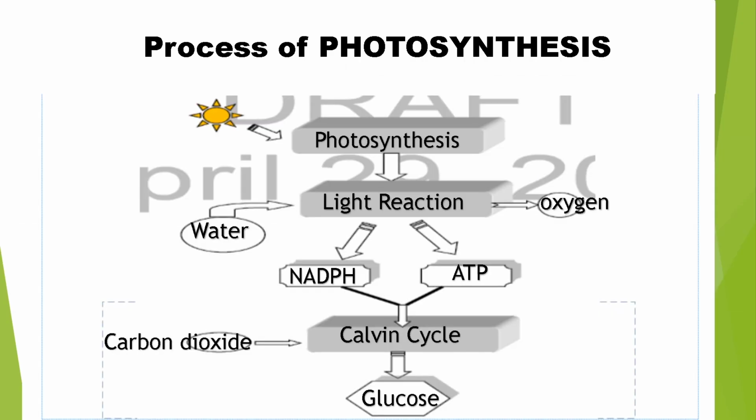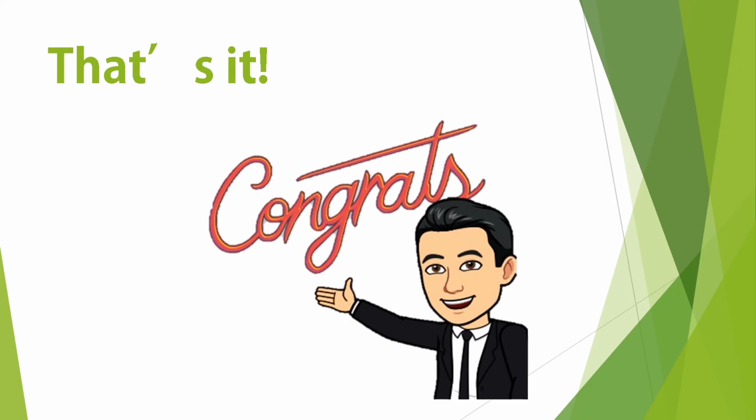So here's the process of photosynthesis. The first thing is the light. It activates the photosynthesis and uses water for the light reaction to produce NADPH, ATP, and oxygen. The next stage is the Calvin cycle, in which NADPH and ATP as well as carbon dioxide are needed to form the glucose. Alright, that's it.